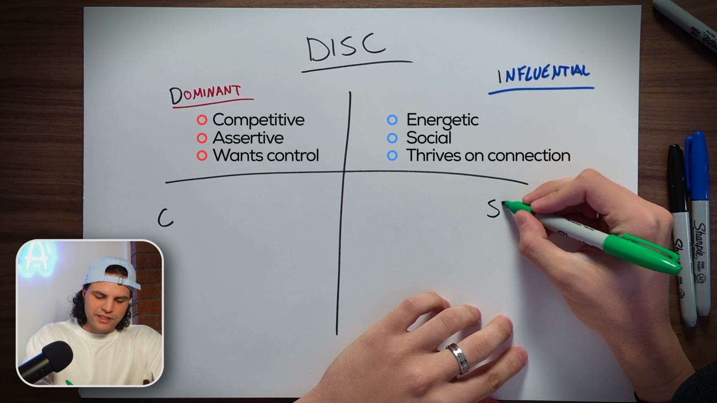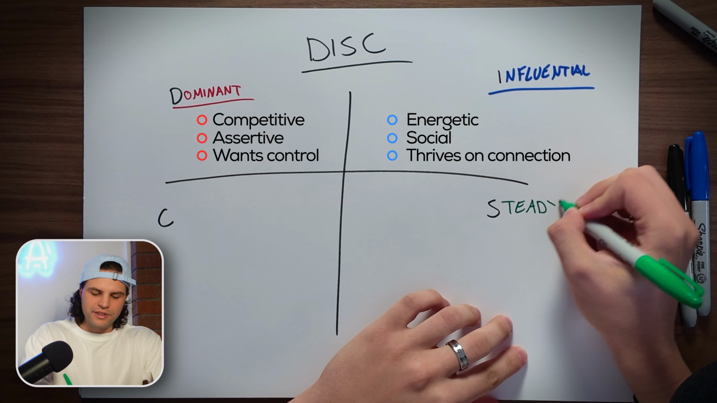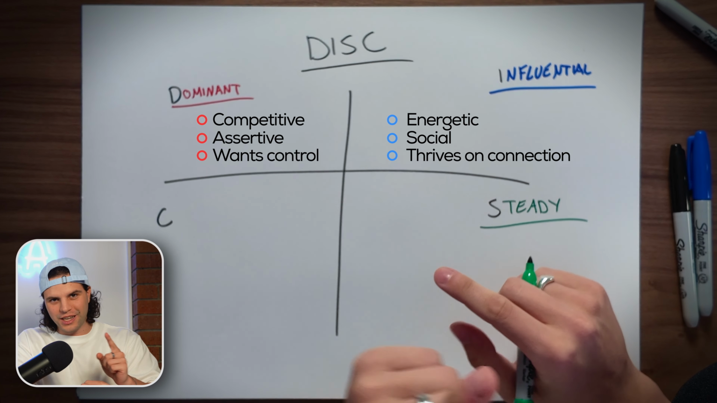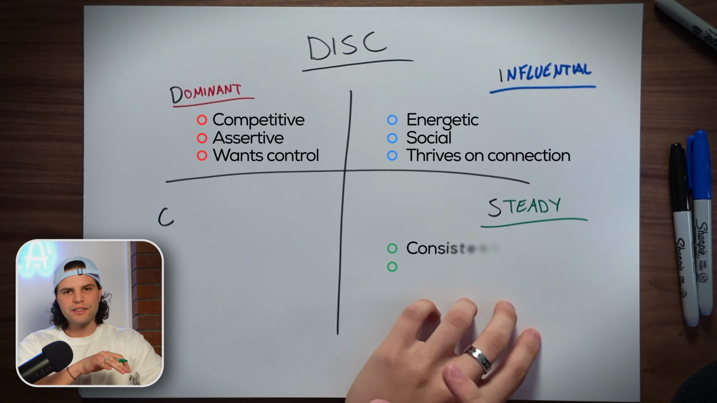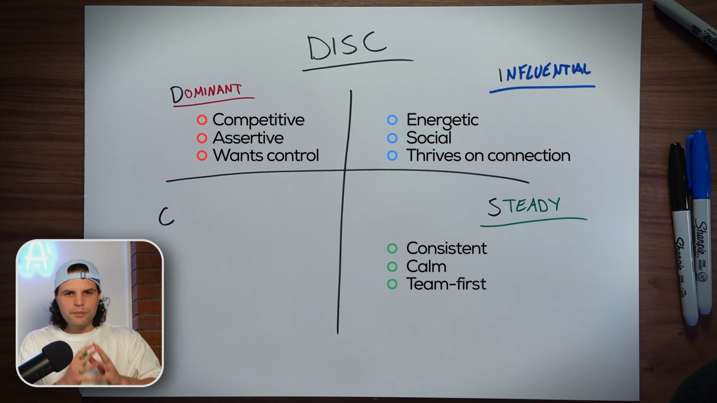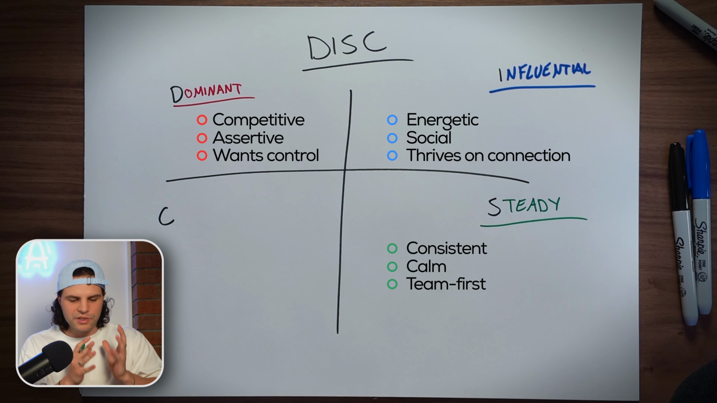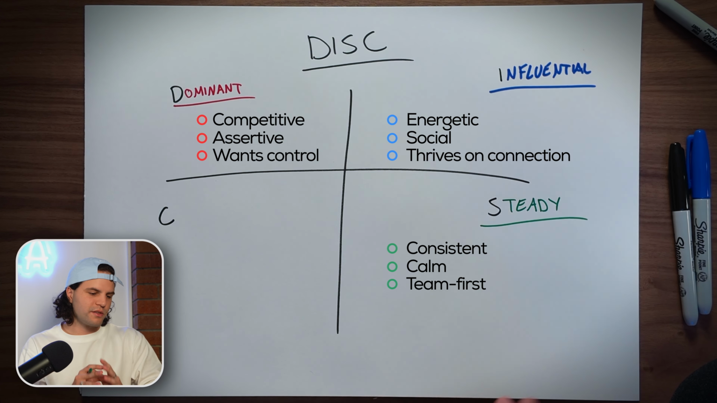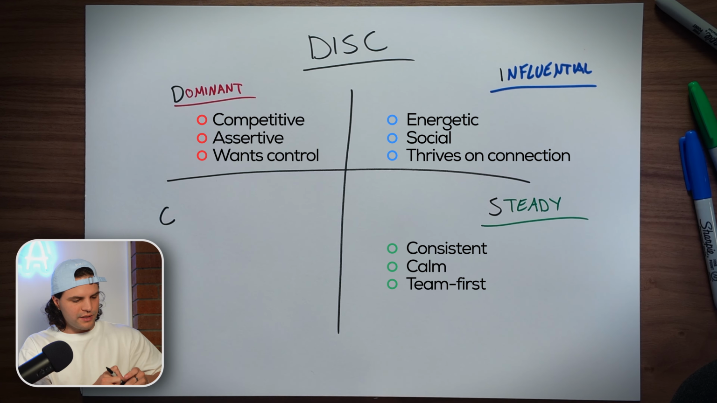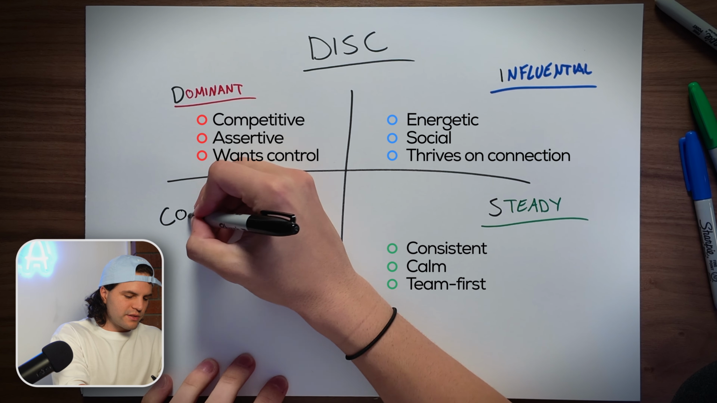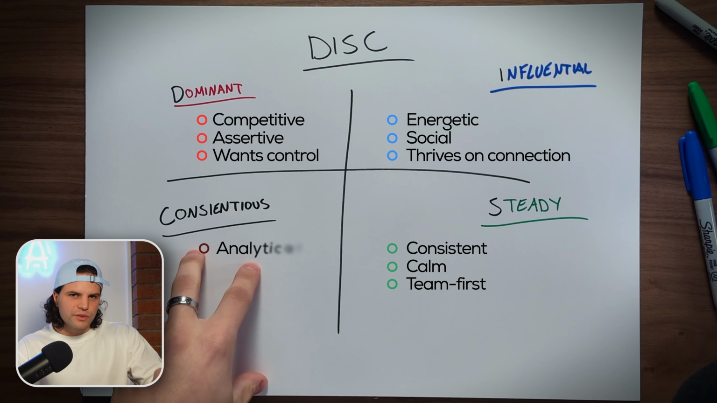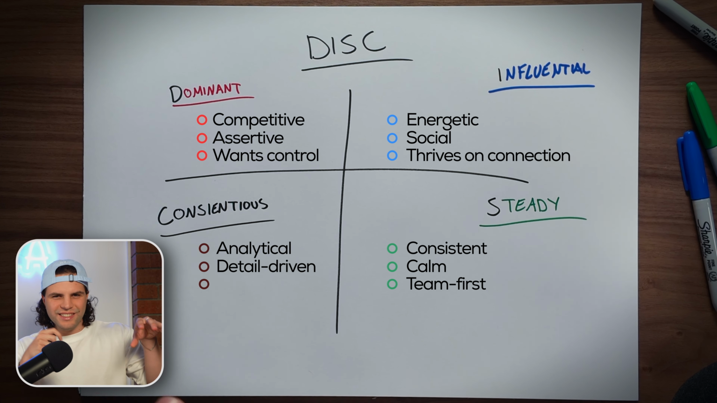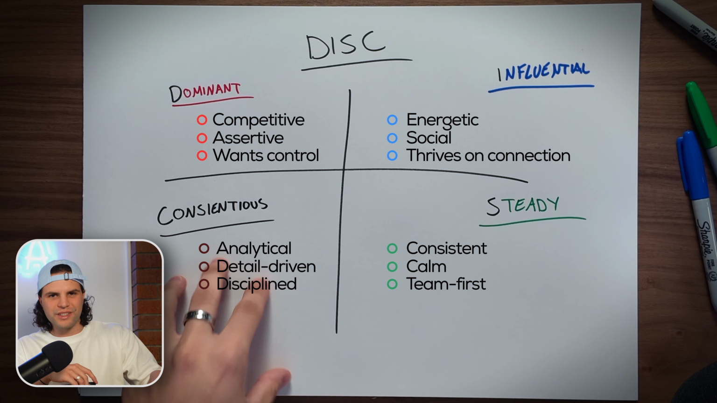S actually stands for steady. Now, these players are my favorite type of players. These are the ones that are consistent, calm, and team orientated, right? Like the team comes first. They put the team before themselves, right? Very little egos. And C stands for conscientious. These players are analytical, detailed, and just disciplined. These are the people that always want things to be perfect.